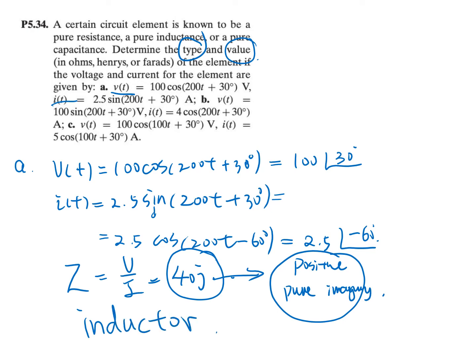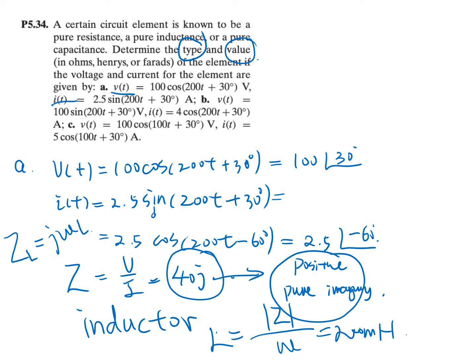We know that ZL is j omega L. So to find L, we can use Z over omega. That's 200 millihenry.